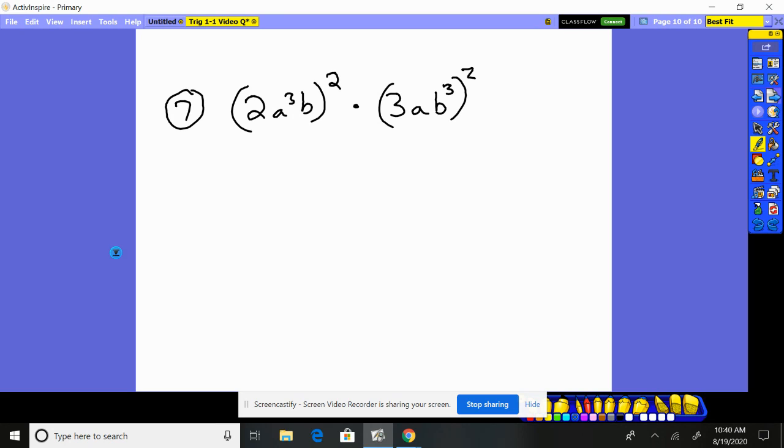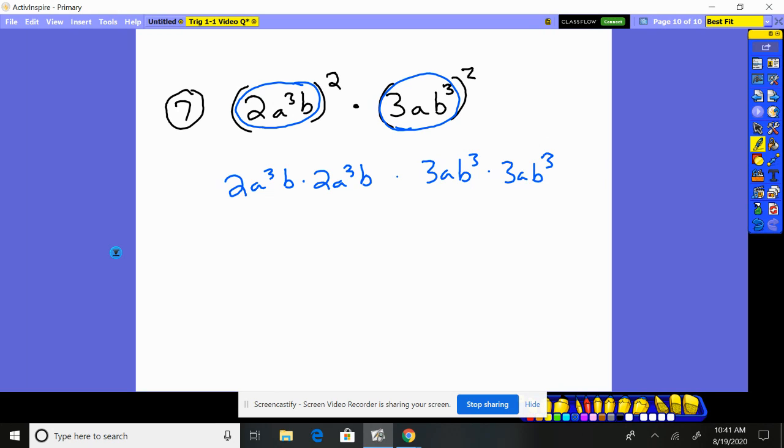One more problem for you. Let's look at this guy. This says this whole thing squared. So I'm going to take 2a cubed b times another 2a cubed b. And now I'm going to multiply. I got to do this guy, which says I'm squaring it, so I have 2 of them.